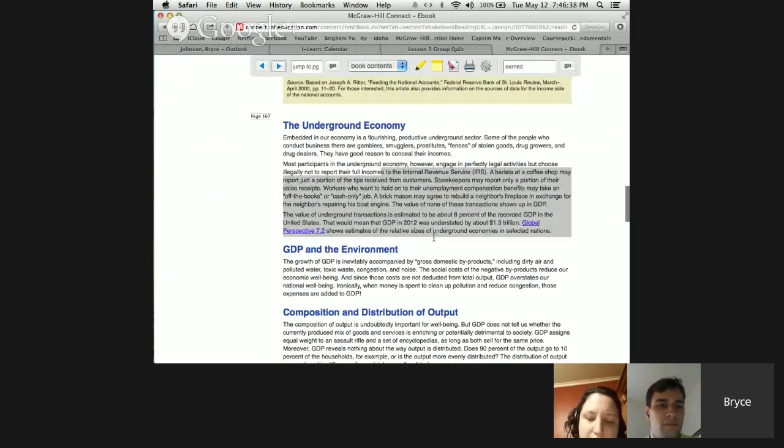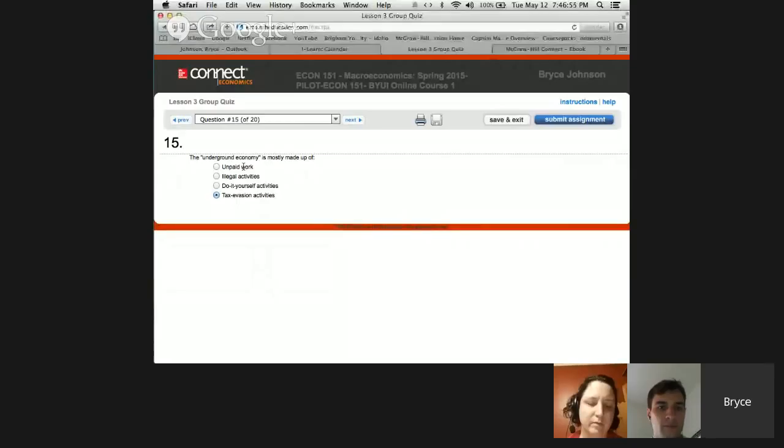That would sound right. It doesn't exactly say tax evasion, but that's essentially what it's describing. It's not unpaid work; they get paid for it. When you do it yourself, that's not necessarily like doing your own home improvement.